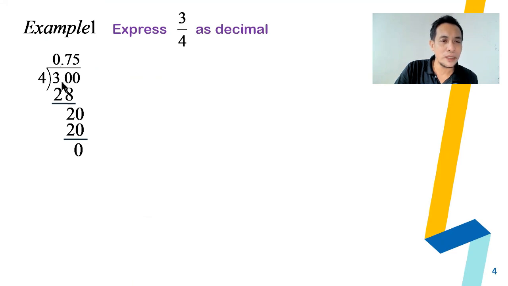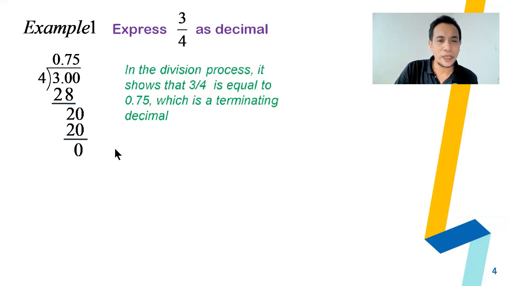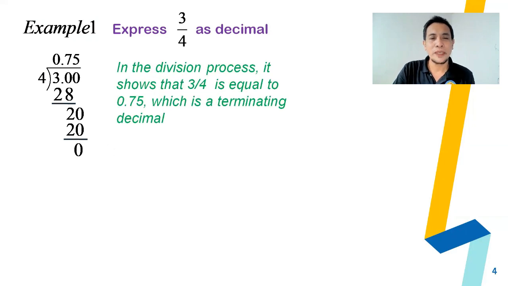The decimal point is here, 0 point. So we add 0. We have 30 divided by 4, that's 7. 7 times 4, that's 28. 30 minus 28, that's 2. 2 divided by 4 cannot be done, so bring down 0. So 20 divided by 4, that's 5. 5 times 4, that's 20, remainder 0. So in the division process, it shows that 3/4 is equal to 0.75, which is a terminating decimal. So the value of 3/4 is equal to 0.75 in decimal.